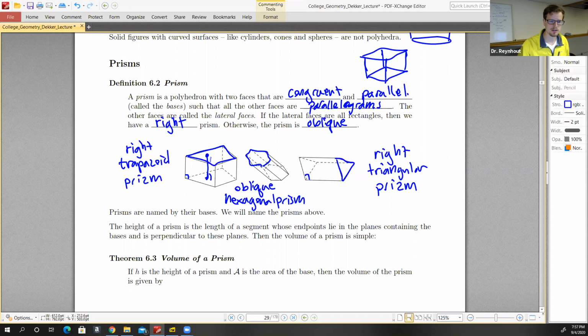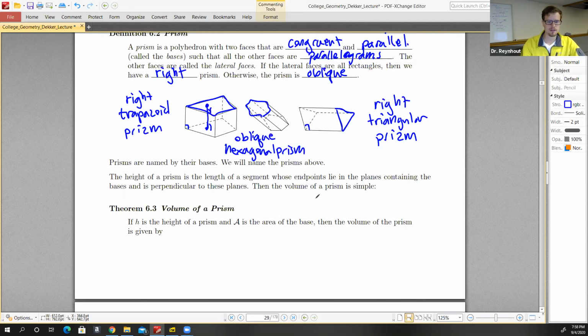So we want it to be perpendicular to each of the bases, then the length of that line segment would be the height of the prism. Excellent. We won't work too much with oblique prisms, so we don't have to worry about that. In the case that it's a right prism, it's going to be just the length here.